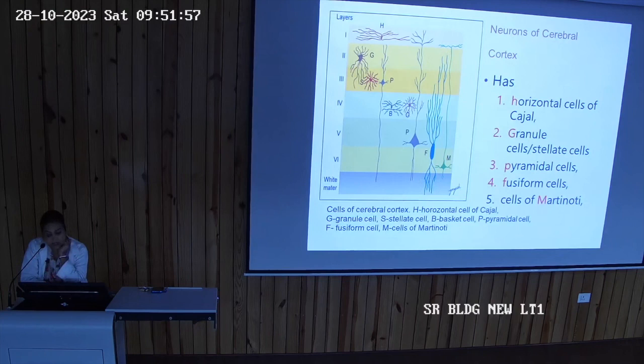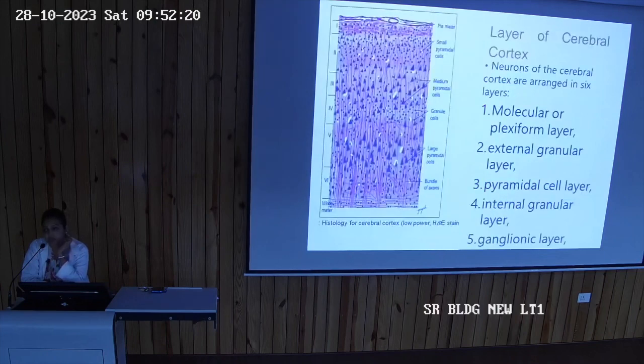And the last is cells of Martinotti, which is present in the third to sixth layer. Again, it is small pyramidal shaped cells. Its apex gives the dendrites, and the lower base part gives the axons. These are present in layers 3 to 6 and more in the deeper layers. So what are the five types of cells we have discussed? Now what are the six layers of the cerebral cortex?